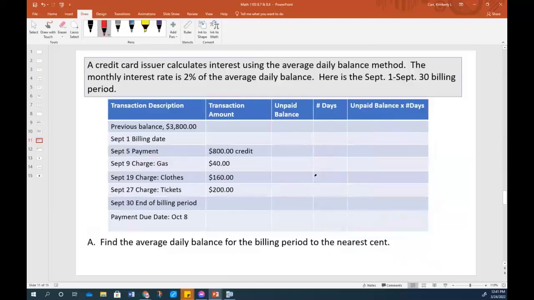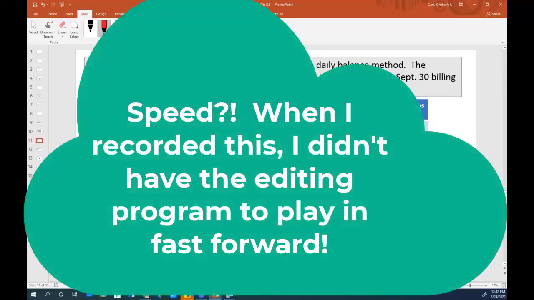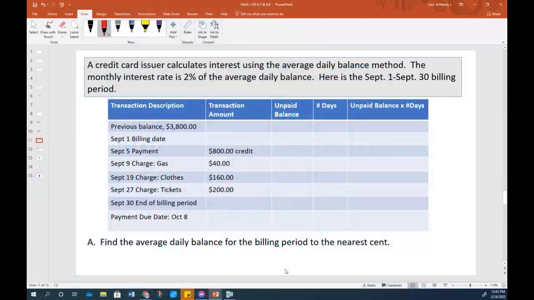This one then tells us a credit card issuer calculates interest using that average daily balance method. The monthly interest rate is 2% of the average daily balance. Now here's our billing period, so we're going to do it again. And I'm going to pick up a little bit of speed along the way here because you could back it up and watch it again if you needed to, but it's real repetitive, and I use my calculator a lot to do this. So first of all, we start on our billing date with an unpaid balance.